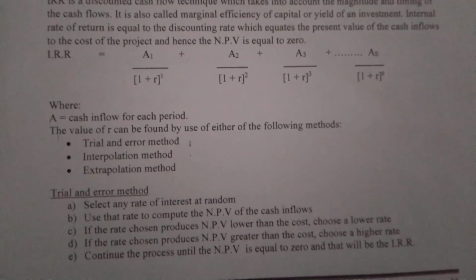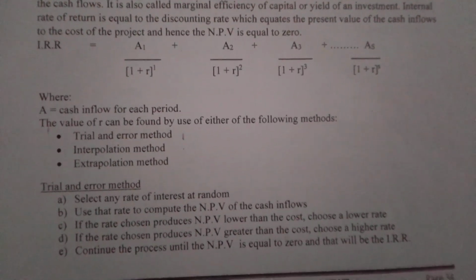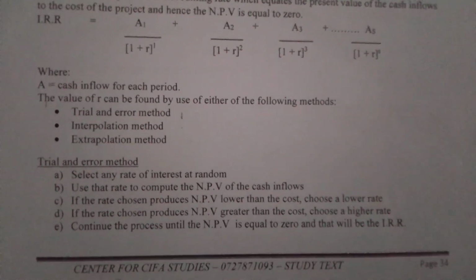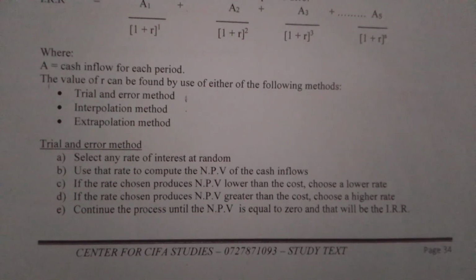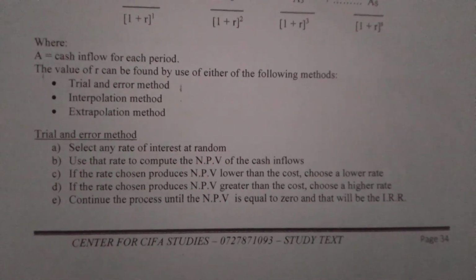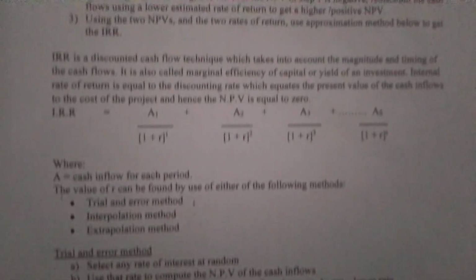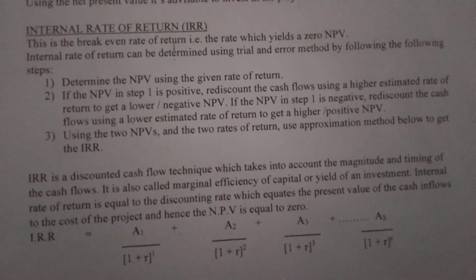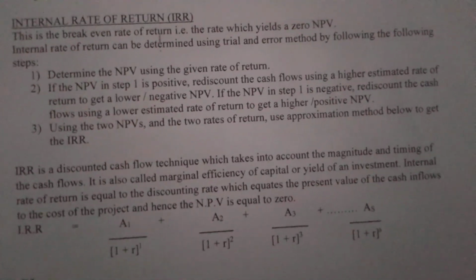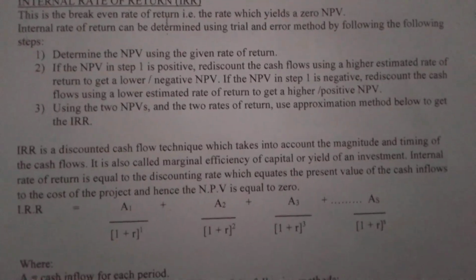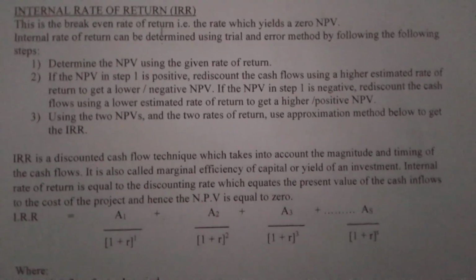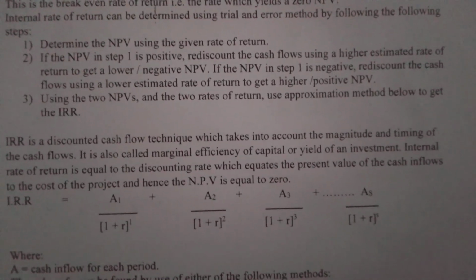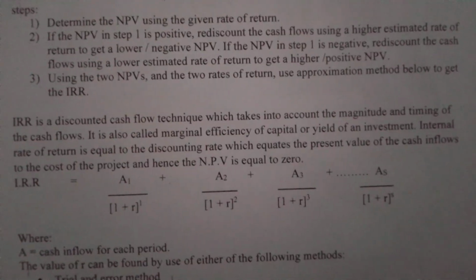Then the value of R can be found by use of either of the following methods: trial and error method, interpolation, or extrapolation. So in my case, I'll be using interpolation or trial and error. For the trial and error method, the steps are similar to those 3 steps that I've given you. Remember, the purpose is to create a situation where you have one rate which gives you a positive net present value and another rate which gives you a negative net present value. Then you apply them in the formula that we are going to study in a while.